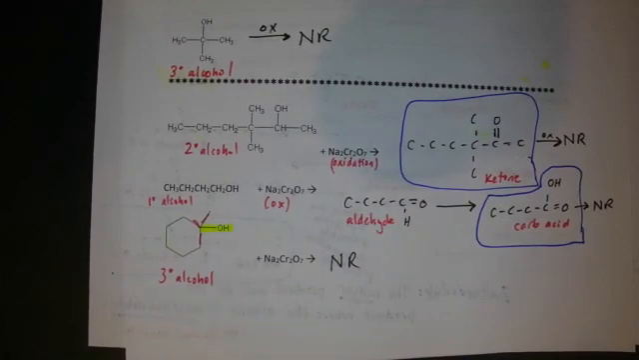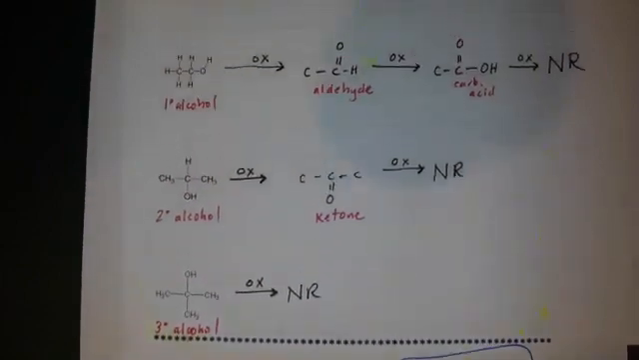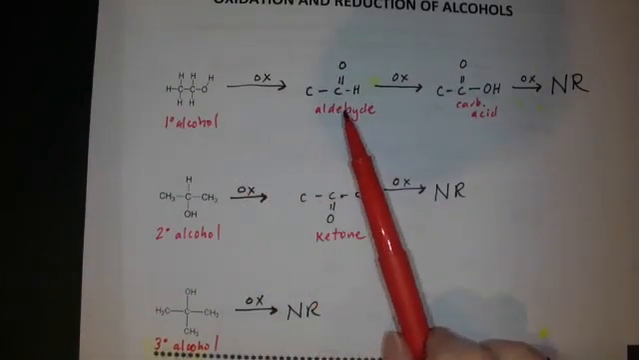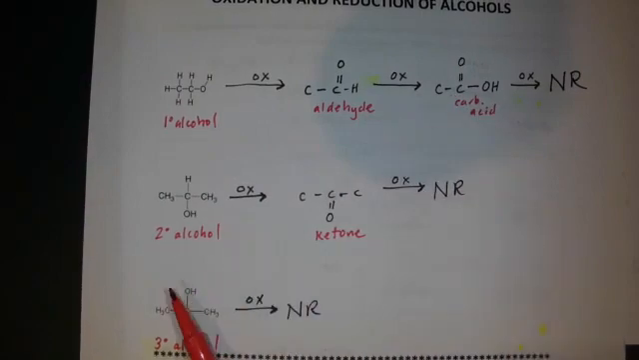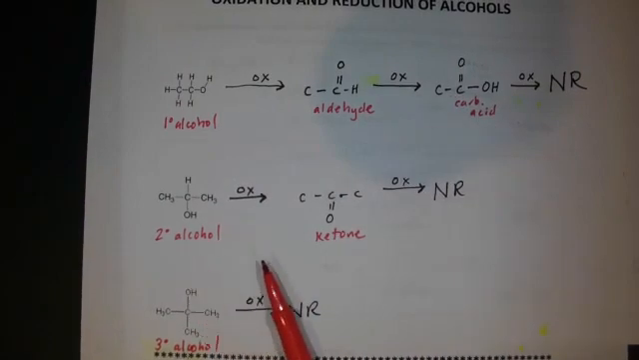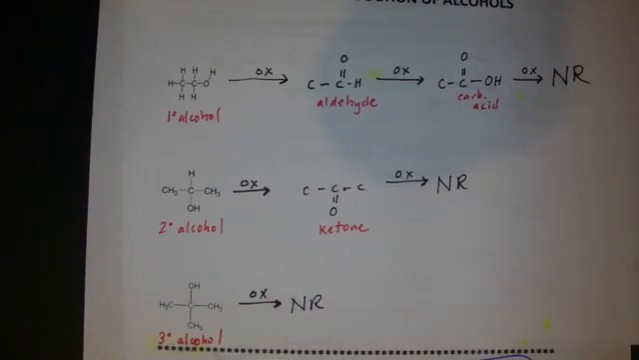So oxidation of alcohols, if I ask you, can an alcohol get oxidized? You need more information. It depends what kind of alcohol. Primary alcohols can get oxidized. They form an aldehyde, which keeps going to make a carboxylic acid. Secondary alcohols can be oxidized to form a ketone. Tertiary alcohols cannot.